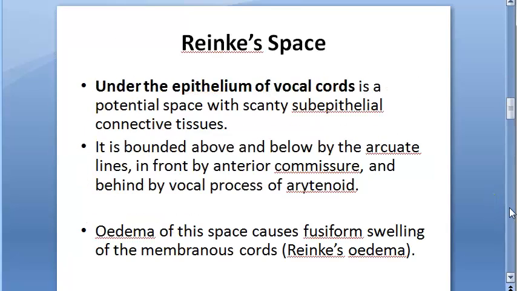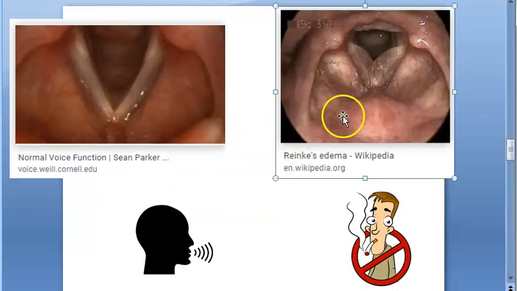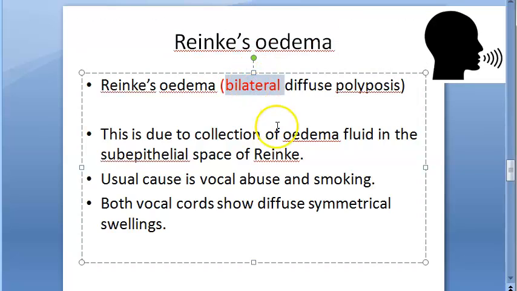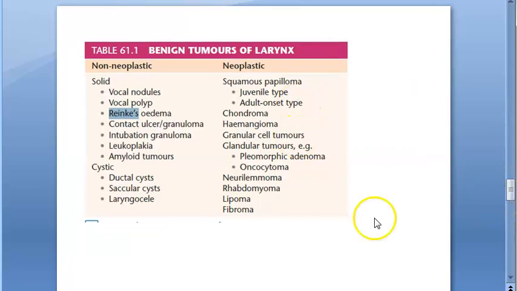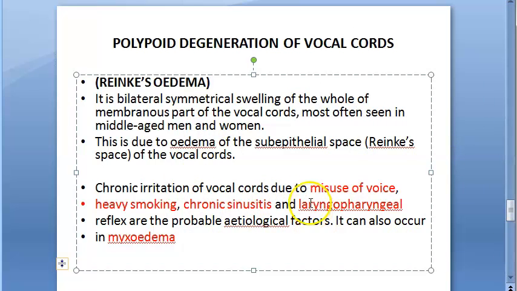Okay. And then Reinke's space you have understood. So you can see it in laryngitis. Then this is the photo, how it looks. So Reinke's edema, it is bilateral, fusiform. Look at the words that they have used. Fusiform, polyposis. It's a non-neoplastic condition. Where is that word? Fusiform. That was a nice word. Okay. So why does it happen? Misuse of voice, smoking, chronic sinusitis, laryngopharyngeal reflex, mixed edema, right?